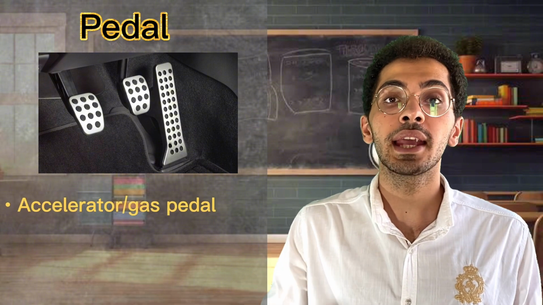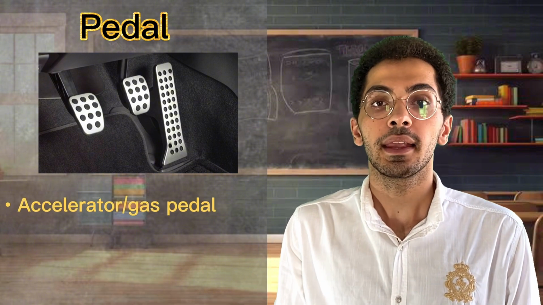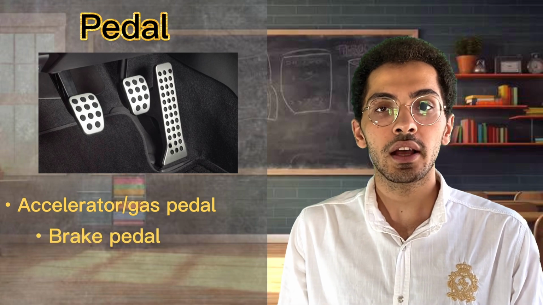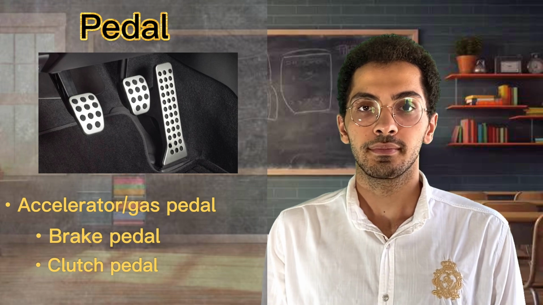Then we have our pedals. It is exactly related to feet because we push it with our feet. First one is called accelerator pedal or gas pedal in America. Next one, brake pedal, and third one, clutch pedal. And next one is pawn. Pawn is this in the game of chess. We call it pawn. It is on feet again, from the same root.